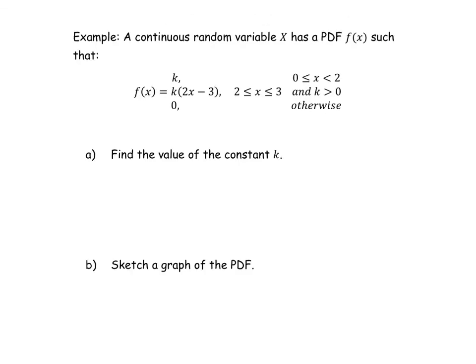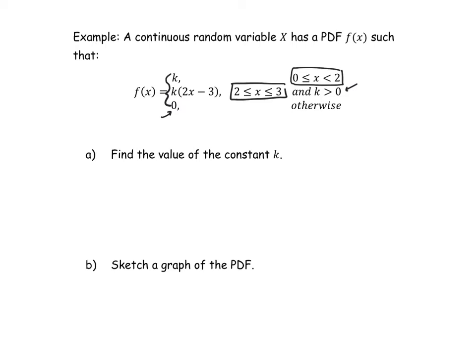Okay, so here's an example of a continuous random variable x that has a PDF given. You can see that this is piecewise, and k is some constant, looks like greater than 0. So we can see that our domain is not all real numbers. We're operating on this interval from 0 to 3, and our probability is 0 otherwise, anywhere outside of that interval.